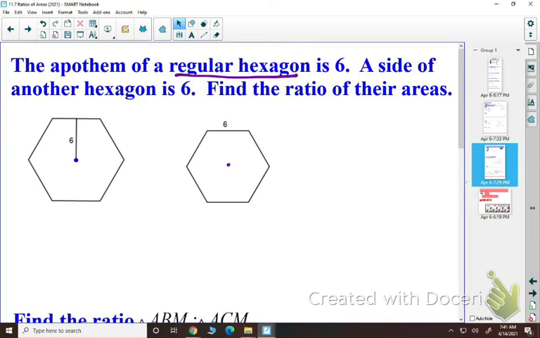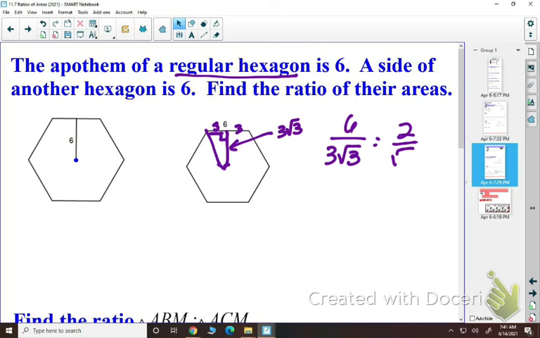So in the second hexagon, if I draw in the apothem, it's going to split this side into 3 and 3. And again, remember, this makes a 30-60-90 triangle. So if this little segment is 3, that means your apothem is 3 root 3. So if I want to find the ratio of their areas, I would put 6 over 3 root 3. That's going to reduce to 2 over root 3.